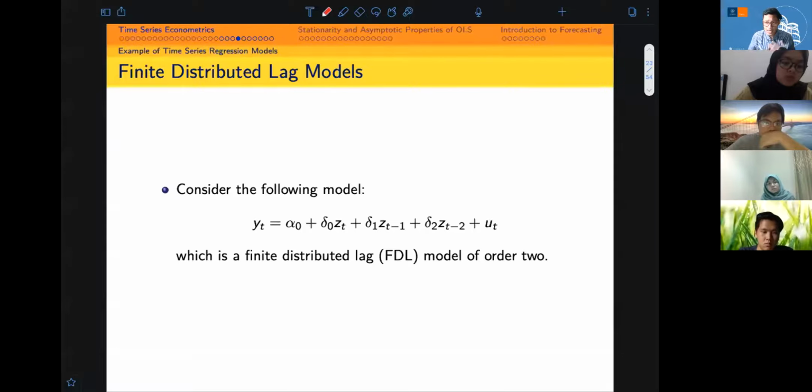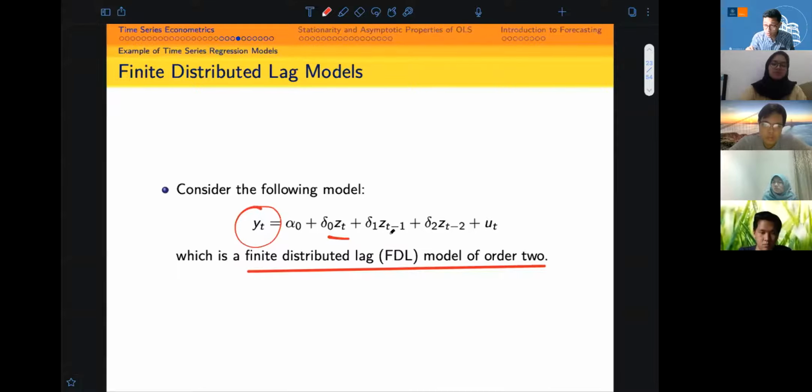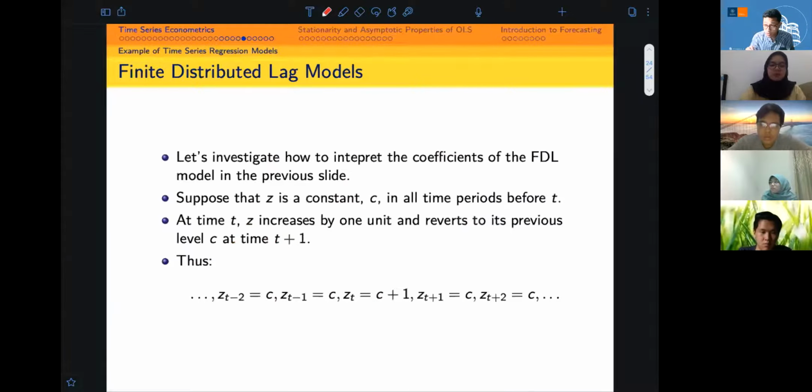Again, the static model has a lot of deficiencies. It has a lot of disadvantages. And so the alternative will be the finite distributed lag model. In this particular case, I'm going to discuss the finite distributed lag model of order 2. In this particular case, YT is going to be a function of ZT, ZT minus 1, and then ZT minus 2. Okay, so let's investigate how to interpret the coefficients of the finite distributed lag model in the previous slide.